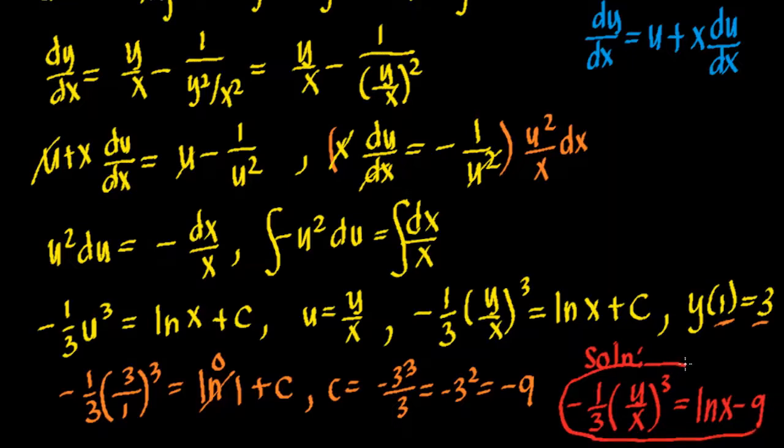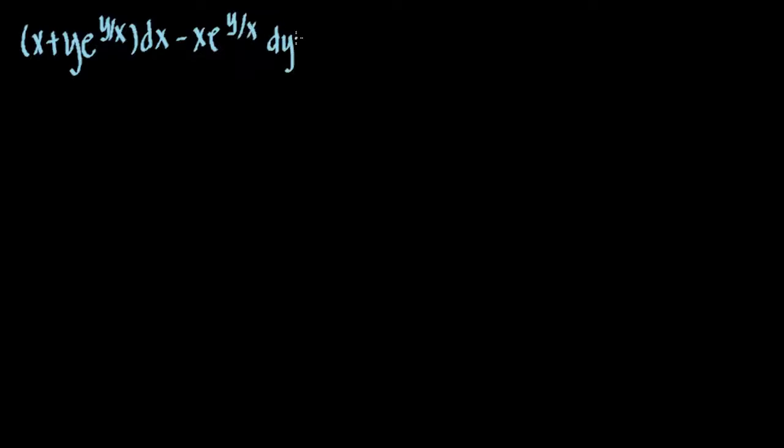Let's try to solve another problem. This is our next differential equation. We have x plus y e to the y over x dx minus x e to the y over x times dy is equal to 0, with our given initial condition y of 1 is equal to 0.